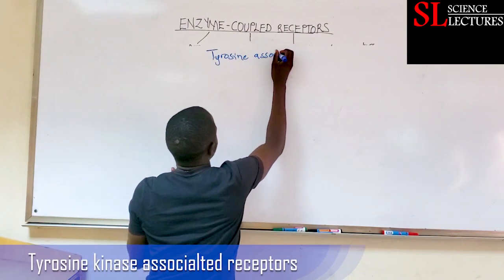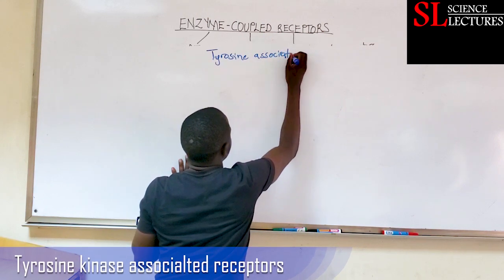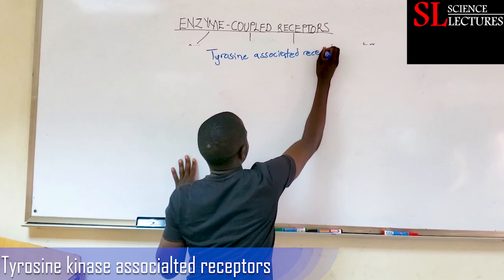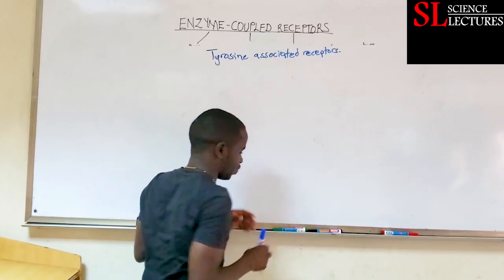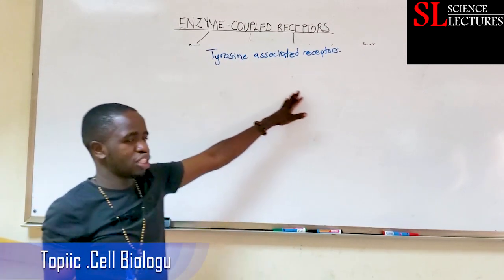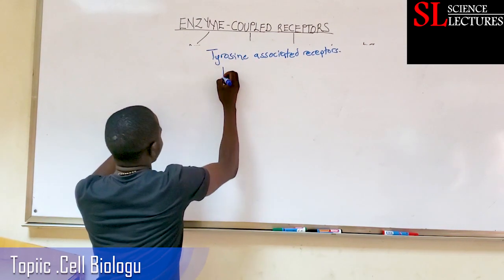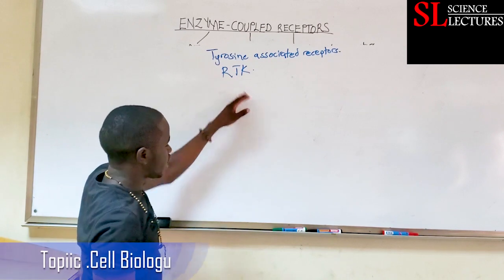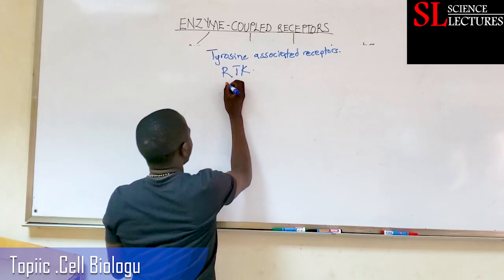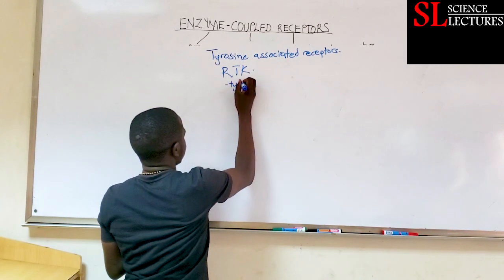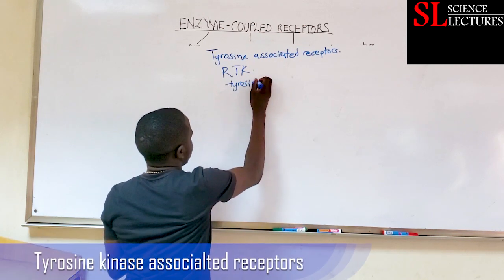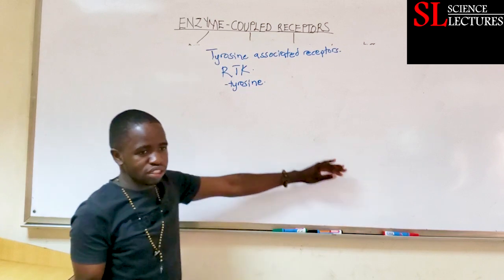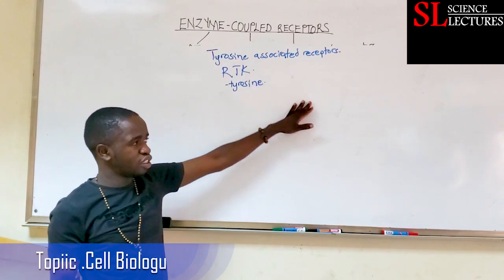So having looked at the receptor tyrosine kinases, I want us to look at what they call tyrosine associated receptors. These tyrosine associated receptors look exactly like the receptor tyrosine kinases, but the major difference is that they have no tyrosine on their intrinsic tail, as you've just seen in the ultrastructure of a receptor tyrosine kinase.